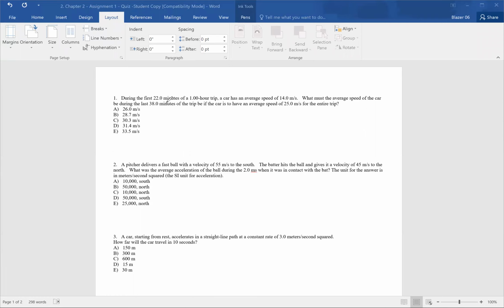So during the first 22 minutes of a 1 hour trip, so that tells us that time one is 22 minutes. And the total time, we call that T total. The total time is going to be 1 hour, or we can just say 60 minutes because we know the conversions between an hour and minutes. So since it's in minutes here, we can put minutes also here.